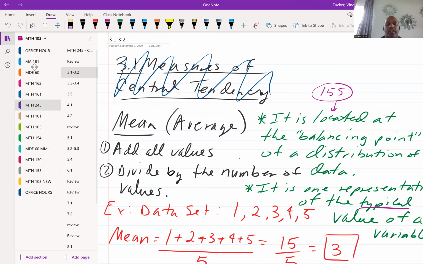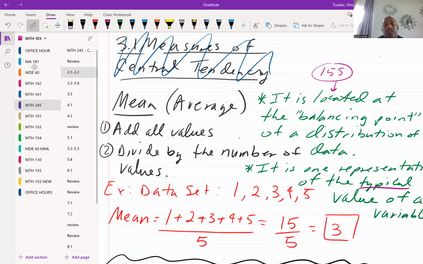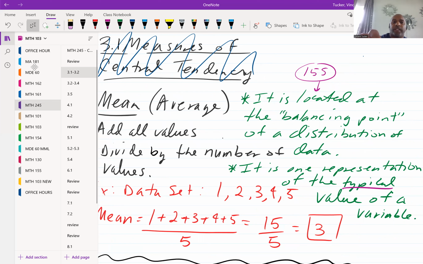We're just giving everybody a chance to write what we have up. And so in red, you see we have a light example of a data set. If our data set is 1, 2, 3, 4, 5, we would add those values together, which is 15. We have 5 numbers, so we divide by 5, and that'll be 3. So your average or your mean would be 3. And that second statement in green is one representation of the typical value of a variable.